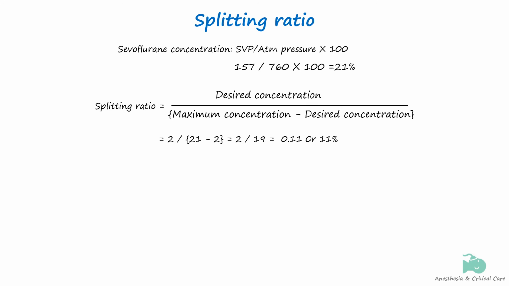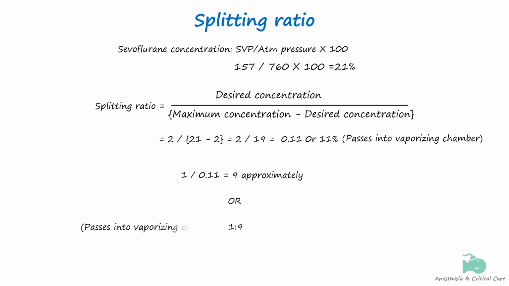We can also convert this value into a ratio by dividing 1 by 0.11, which equals approximately 9. This means for every 1 part of fresh gas that passes through the vaporizing chamber, approximately 9 parts of fresh gas bypass it. Note that this calculation is a simplified way of looking at the splitting ratio, as there are many factors that impact the ratio.